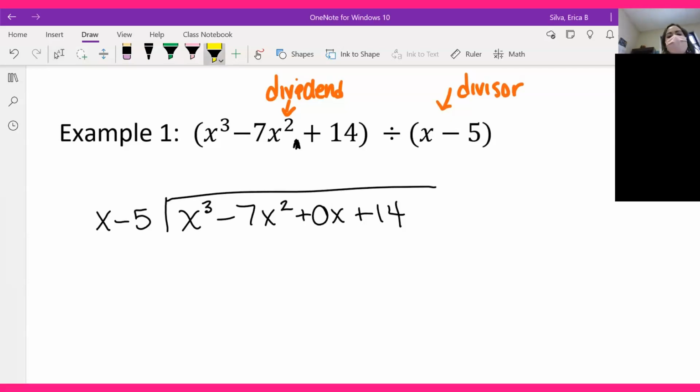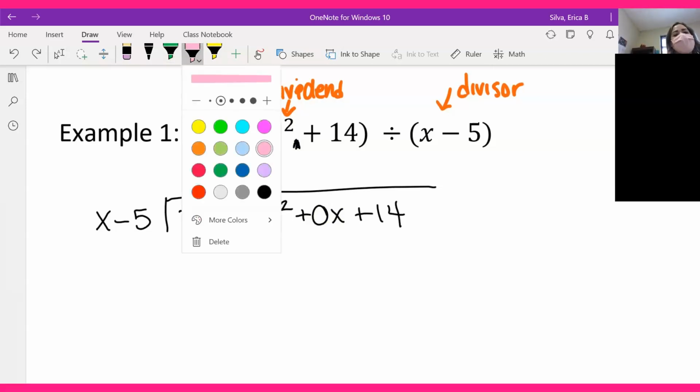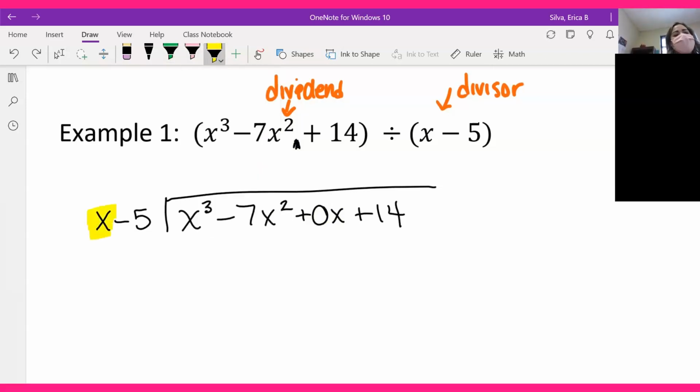Questions so far? So again, because the original problem did not have an x, we use 0x as its placeholder. Questions so far? So that's the very first step. We need to put your placeholders where they need to be. Now, we're going to look at the first term in both of them. So we look at this term and we look at this term.